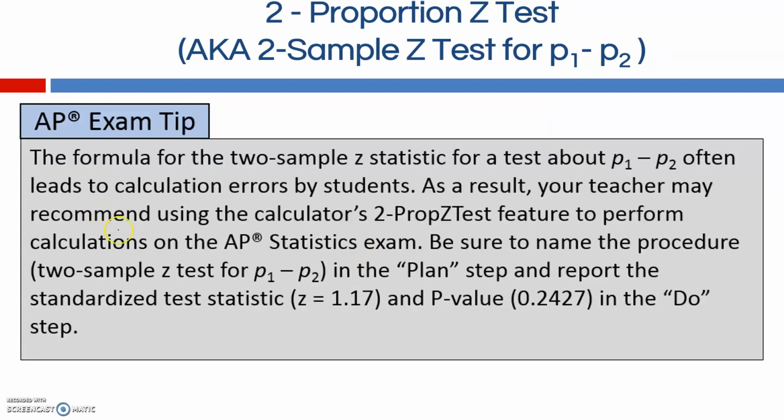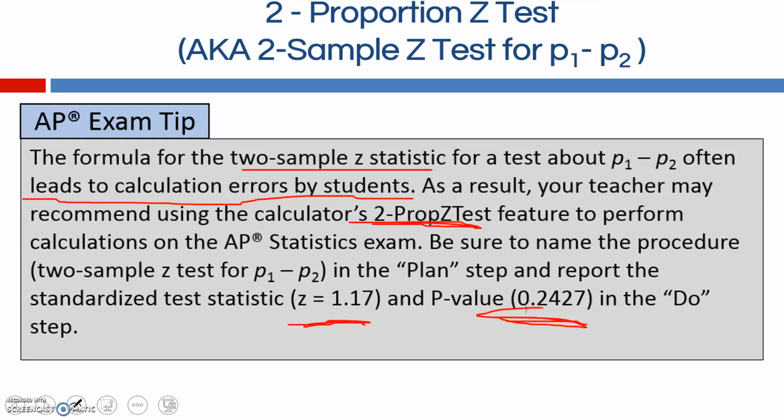And here is an AP exam tip from our textbook, and it just says that the two sample z statistic does lead to calculation errors by students. So that 2-PropZTest feature can be used, and as long as you write certain things out like your test statistic and your p-value, you are more than welcome to use that, and it's totally acceptable.